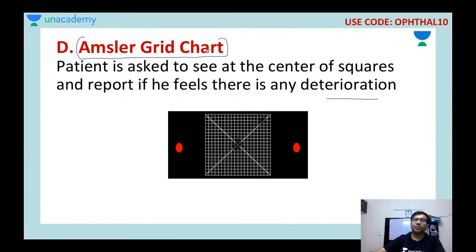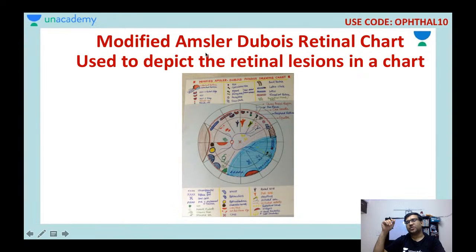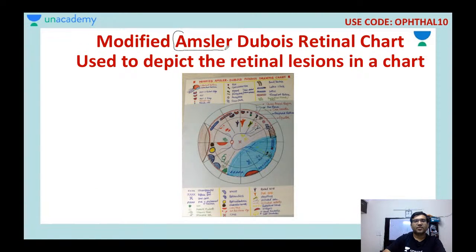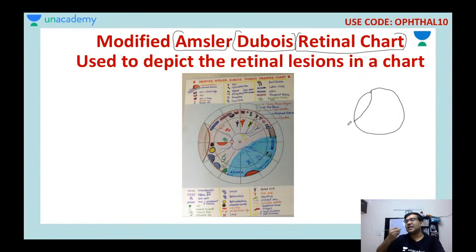Now do not confuse an Amsler grid chart with another type of chart called the Amsler Dubois retinal chart. What happens in an Amsler Dubois retinal chart? It is basically used by residents and fellow ophthalmologists. Let's say you go to an ophthalmology ward and you have seen a patient who has a retinal detachment, and your professor is coming for the round. Before he comes for the round or goes to the OT, you have to tell the examiner where the retinal detachment is.